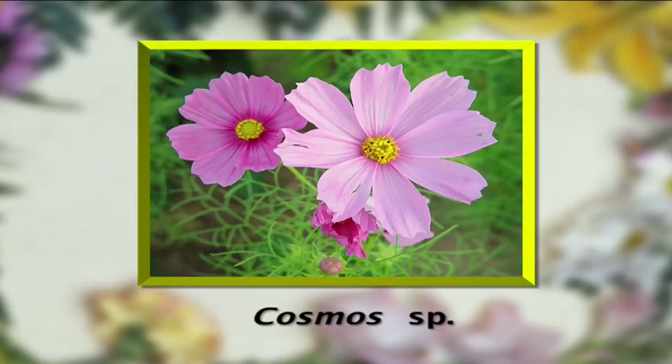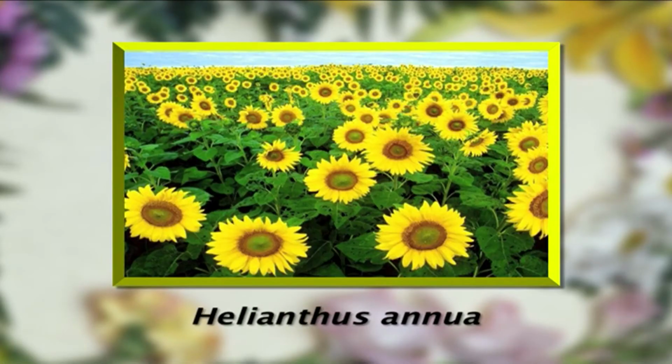On the other hand, the capitulum is said to be heterogamous if it consists of two types of florets, that is both ray and disc florets, for example cosmos and helianthus or sunflower.